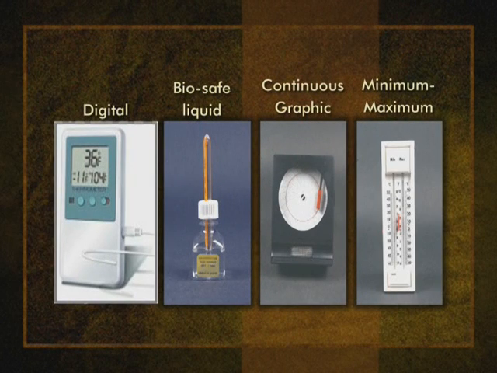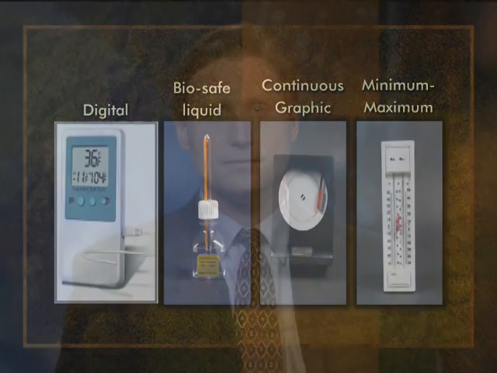Here are some examples of thermometers that can be used, including digital, biosafe liquid, continuous graphic, and minimum maximum. If you are using a continuous recording thermometer, even though it is recording the temperatures for you, it should still be checked twice each day to make sure the temperatures are in range. Thermometers are a critical part of good storage and handling practice.